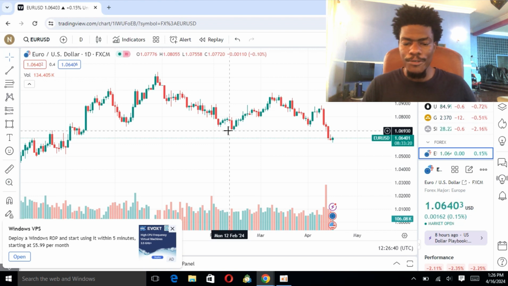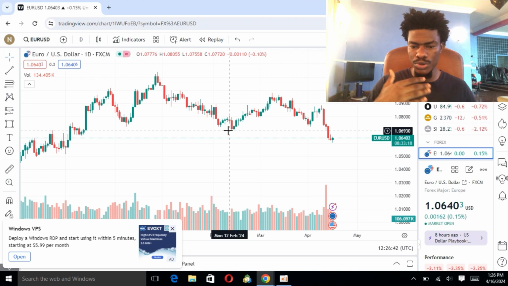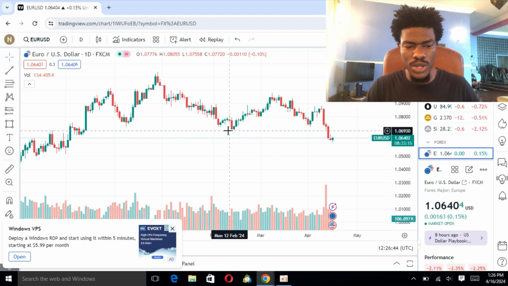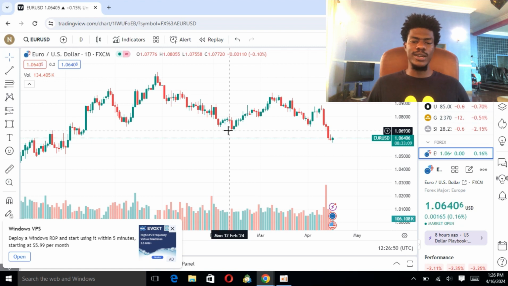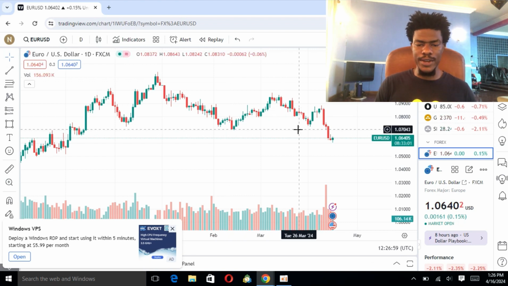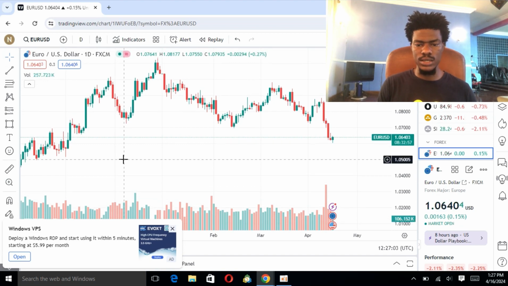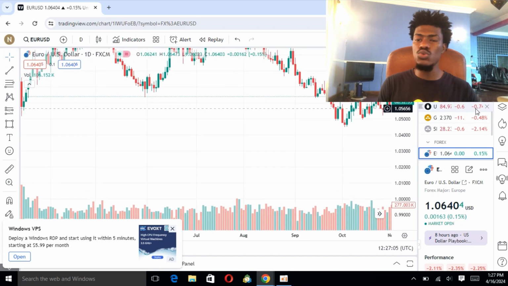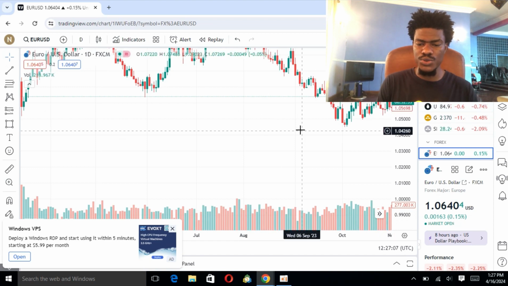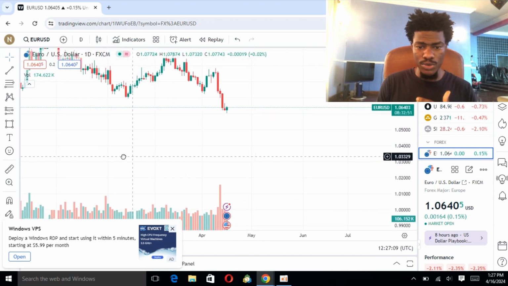So first things first, when you come to your chart, you come to the higher time frame, the daily or 4 hours, for instance. What you want to do is, number one, identify the trend of the market. Is it bullish? Is it bearish? Is it ranging? You don't need to go back too much. You just need to look at the most recent trend, all right?